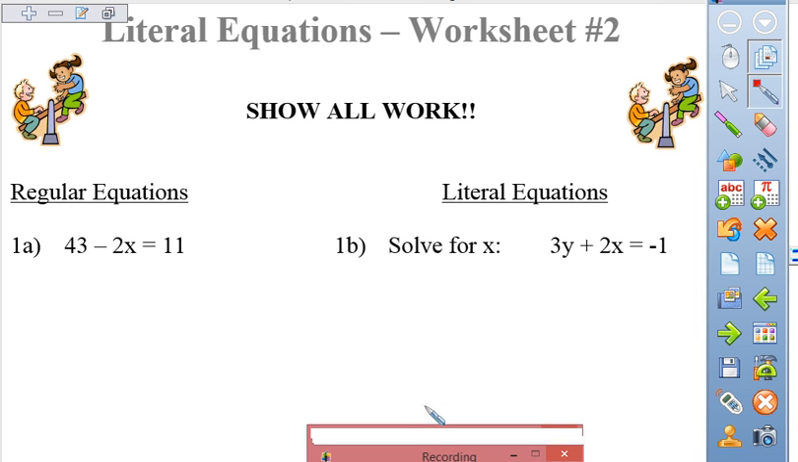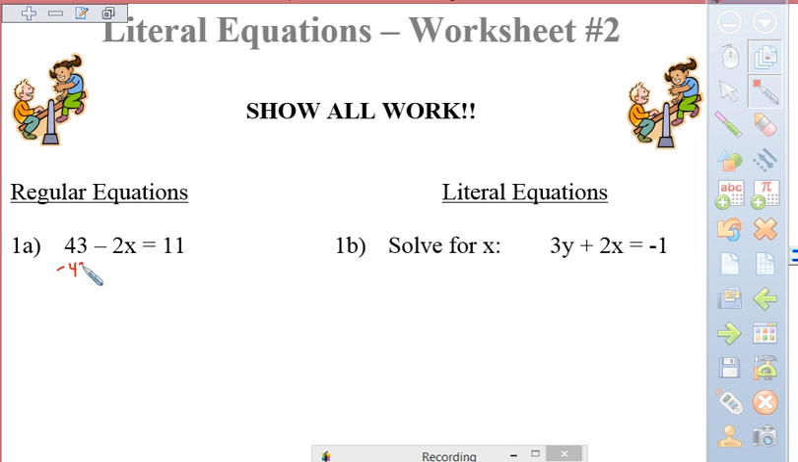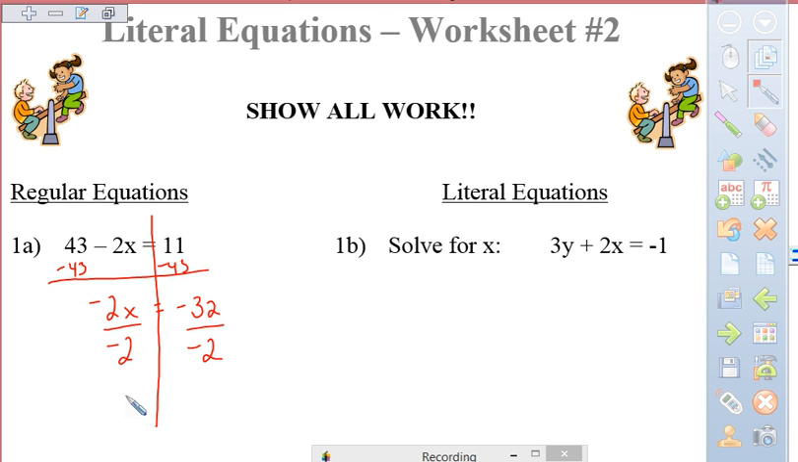So what we want to do first is get rid of the 43. And 43 and 11 are like terms, so I'm going to write it right underneath the 11. And I get negative 2x is equal to negative 32. And again, you can draw your line through the equal sign so you know what side is what. Then I need to get rid of my negative 2. They're connected by multiplying, so I'm going to divide. And I'm left with x is equal to 16.